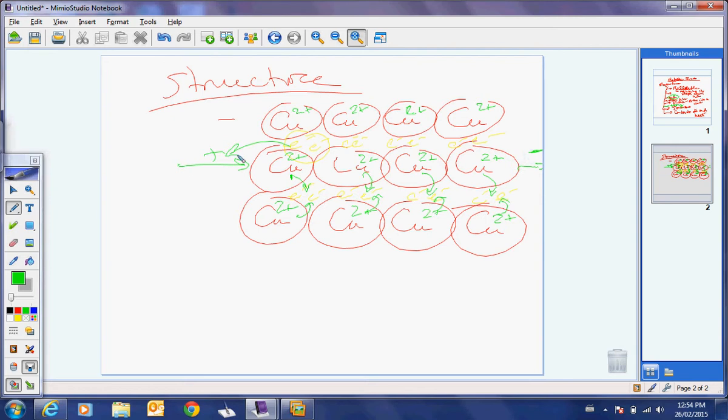And I'm pushing the electricity through. And I replace these electrons with the electrons from the battery. Does that make sense? So that's why it conducts electricity.